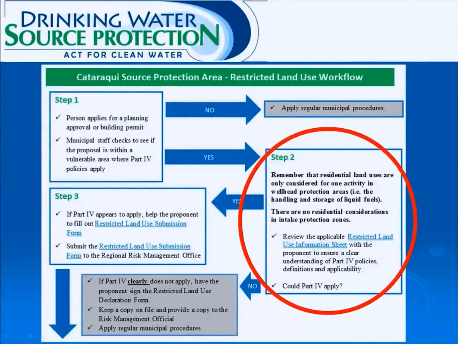In Step 2, the municipal staff person will assist the development proponent to determine if any Part 4 policies could apply to the proposal. Everything you need for this consideration is available on the Clean Water Cataraqui website, including the interactive maps as well as the restricted land use fact sheets, which will be explained on the next slide.